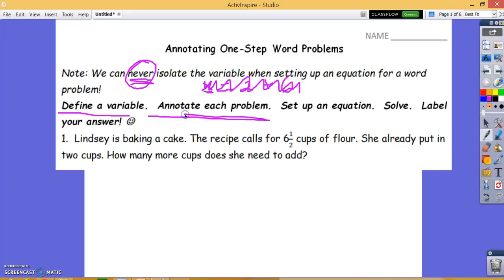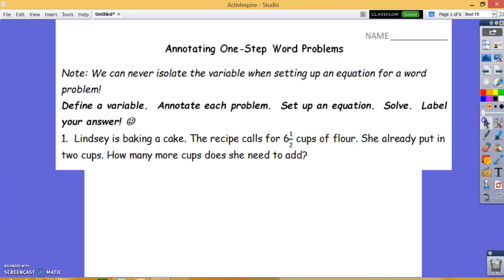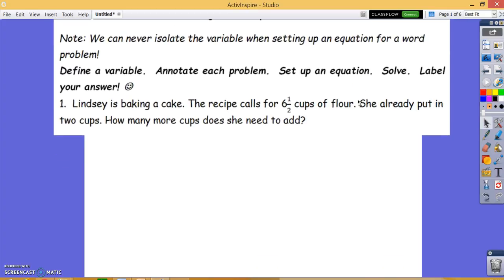Then we're going to annotate each problem. We've been doing that this year where we circle the important numbers and the important words. We'll set up an equation, solve it, and then of course we need to label because these are word problems. All right, so let's go ahead and get started. Our first question says Lindsay is baking a cake. The recipe calls for 6½ cups of flour. She already put in 2 cups. How many more cups does she need to add?